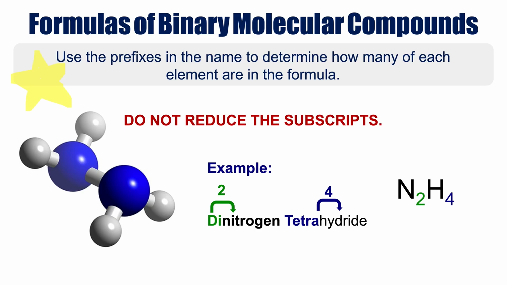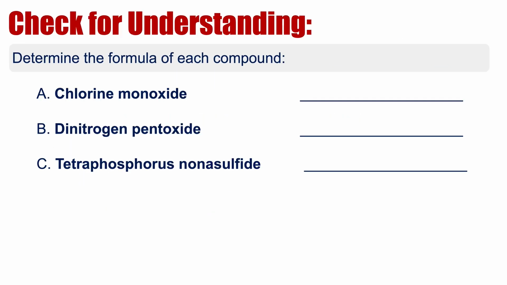So the formulas, the prefix tells you what the subscript needs to be, and just make sure to not reduce anything down. So go through, we have three check for understanding problems. You use the prefix to then identify what the subscript should be. That first one, chlorine monoxide, is ClO. So even though I don't see a prefix in front of chlorine, it's the first thing in the name. Since that mono has to be left off, it's implied that there's only one chlorine. Monoxide, the mono tells me that there's one oxygen.